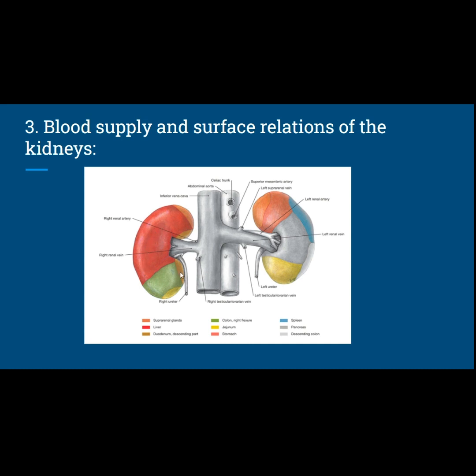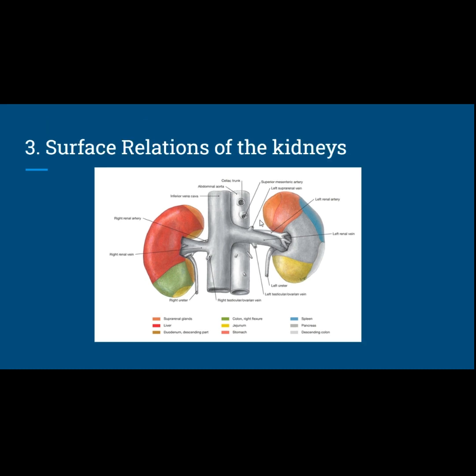Then there is the duodenum and descending colon right here. Sorry, the ascending colon right here, and this is the jejunum right there. So over here you'll see the spleen, the pancreas, and the descending colon right there. And this is going to be the jejunum in itself. And then this is the stomach right there and the suprarenal gland again. So we already discussed the surface relation in the previous slide right there.